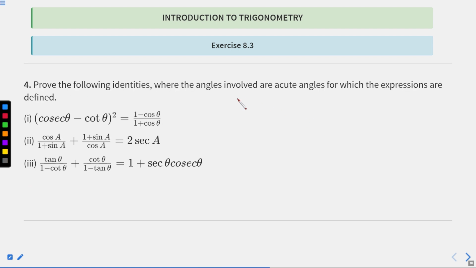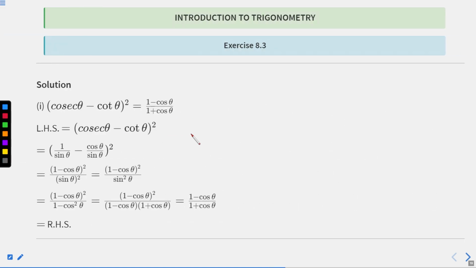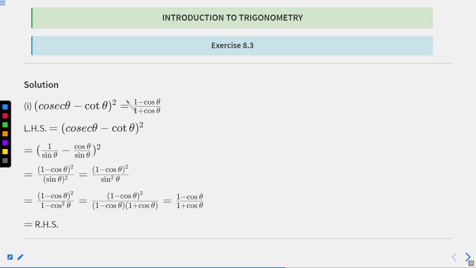And now let us see question number 4. In question number 4 we have to prove the following identities, where the angles involved are acute angles for which the expressions are defined. So here we have to prove these following identities. In the first one we are given (cosec theta minus cot theta) whole square is equal to (1 minus cos theta) by (1 plus cos theta), and we have to prove this.